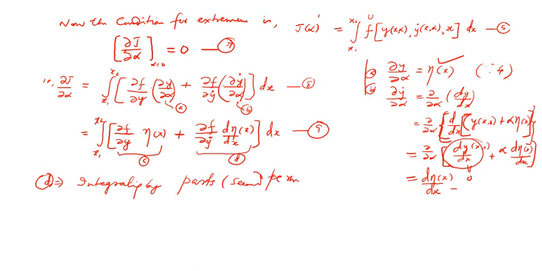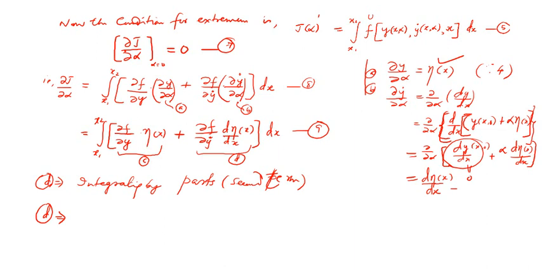The second term is integrated by parts. So what will that be? D will give you, what was that? It is the integral from x1 to x2 of ∂f/∂y dot into d eta/dx.